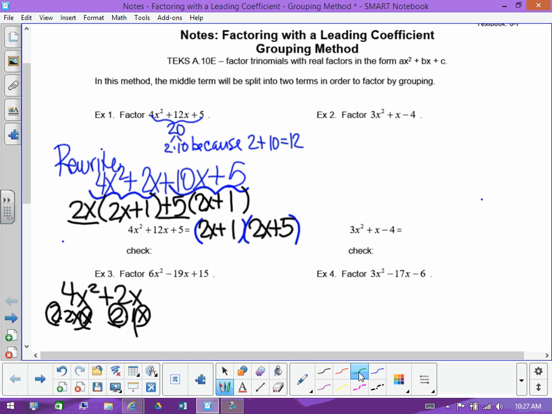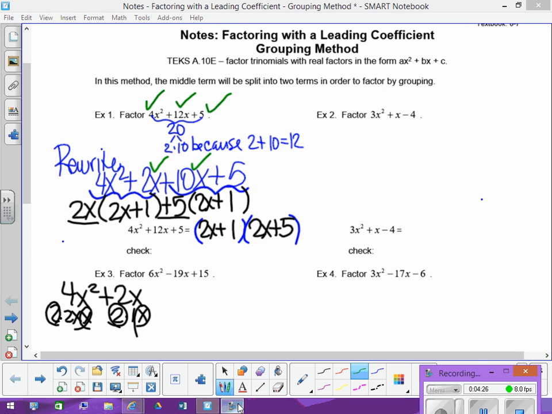So when we go back and check, what's 2x times 2x? 4x squared. What's 2x times 5? What's 1 times 2x? Add those together, get 12. And 1 times 5 is 5. So when I go back and check it, I get my answer.